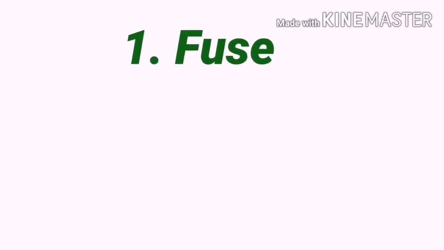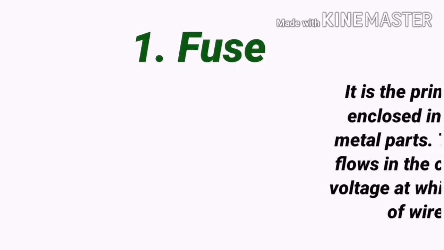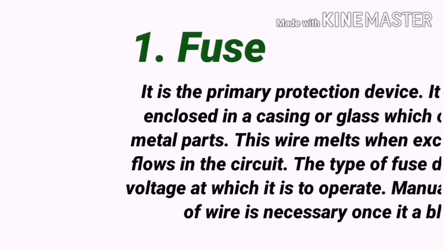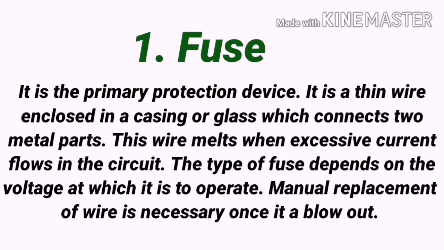Fuse is the first line of defense in electrical faults. It is the primary protection device. It is a thin wire enclosed in a casing or glass which connects two metal parts. This wire melts when excessive current flows in the circuit. The type of fuse depends on the voltage at which it is to operate. The manual replacement of the wire is necessary once it is blown out.